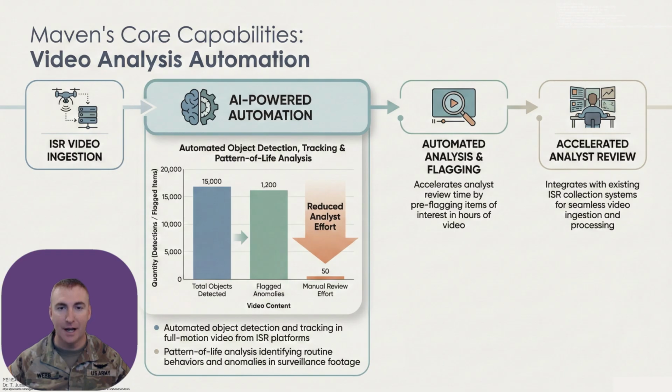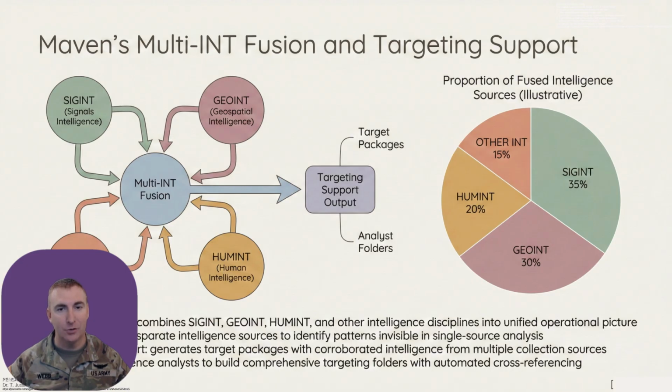Integrates with existing ISR collection systems for seamless video ingestion and processing. The system fits into workflows analysts already use. Multi-INT fusion is Maven's strategic capability. The system combines SIGINT, GeoINT, HUMINT, and other intelligence disciplines into a unified operational picture. Correlation of disparate intelligence sources identifies patterns invisible in single source analysis.